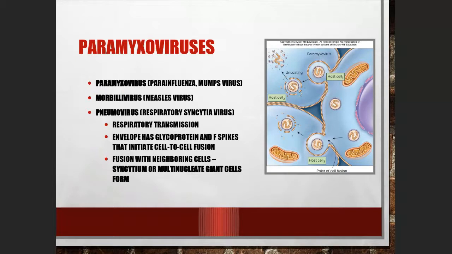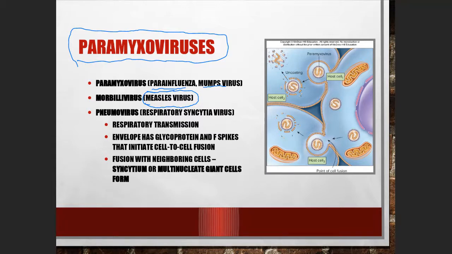Now we start with the first type of enveloped, non-segmented, single-stranded RNA viruses, which is myxoviruses. This group has many subtypes. The first one is paramyxovirus that can cause parainfluenza and mumps, which is swelling of the parotid salivary glands under the cheek. And then morbilliviruses, the ones causing the most contagious type of disease, which is measles.